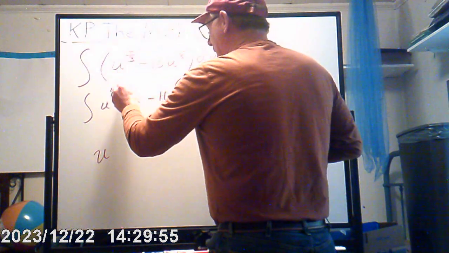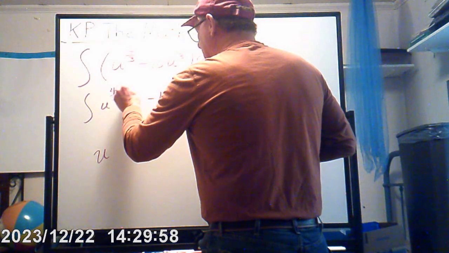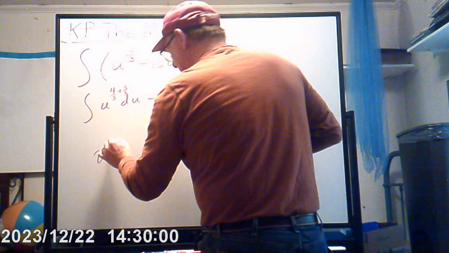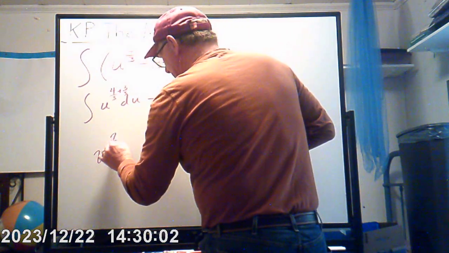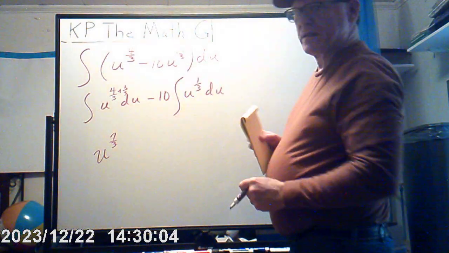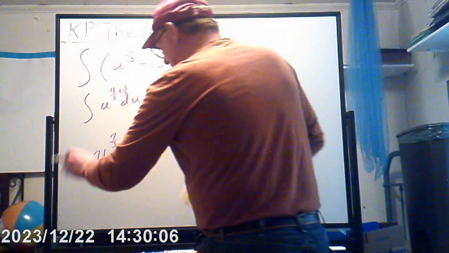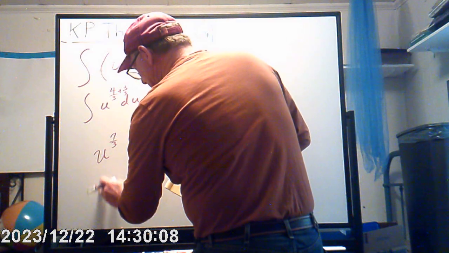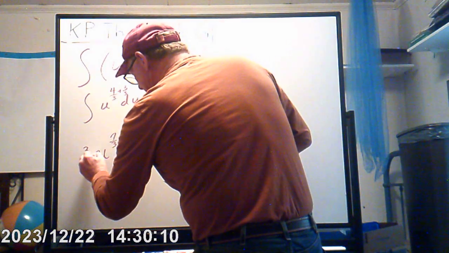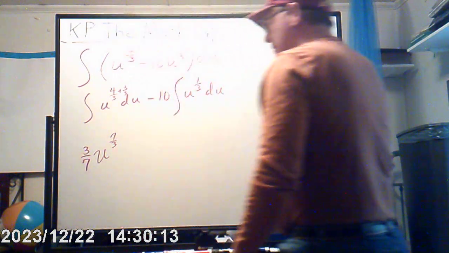Now remember, we're adding 3/3 to 4/3. 4/3 plus 3/3 is 7/3. Now remember, the way I do it, instead of putting 7/3 down here, I just flip it over and put 3/7 right here.